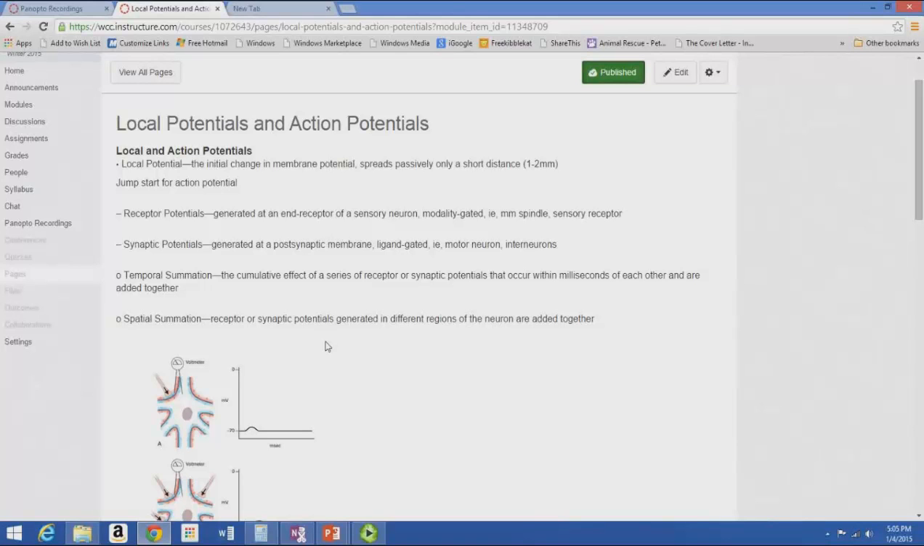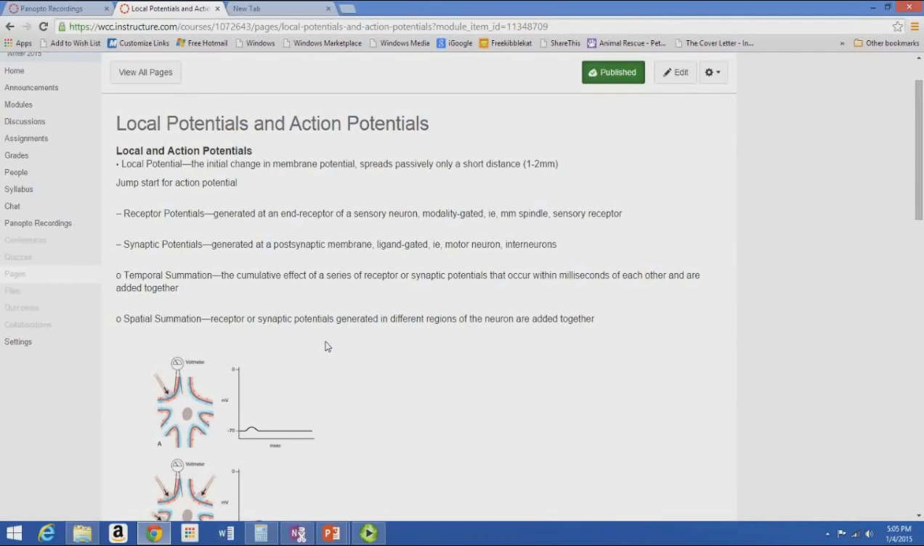Okay, we're going to see if my voice holds out to talk about local potentials and action potentials. So, a local potential is the initial change in membrane potential, and it spreads passively only a short distance, like 1 to 2 millimeters. It can be the jump start for an action potential.